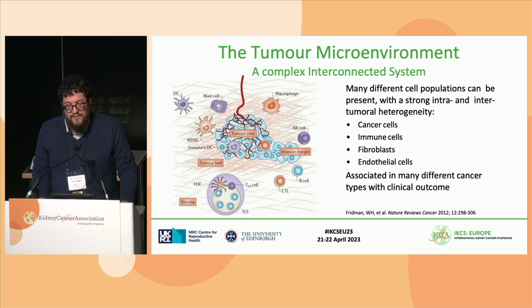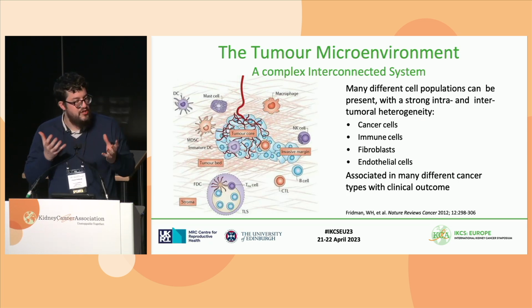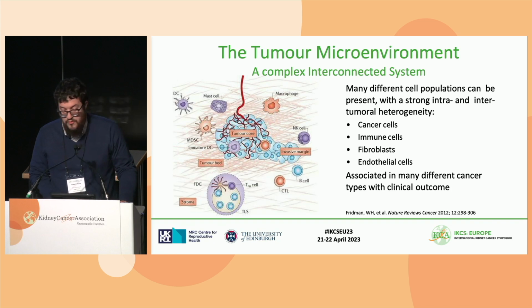The tumor microenvironment has to be considered as a whole system. In a tumor, we don't just have the tumor cells themselves, but we have virtually any kind of immune cell that can be present. We also have the fibrous and endothelial cells forming blood vessels. It's really important to study the composition of this tumor microenvironment because it has been shown to be associated with the clinical outcome in many different cancer types.